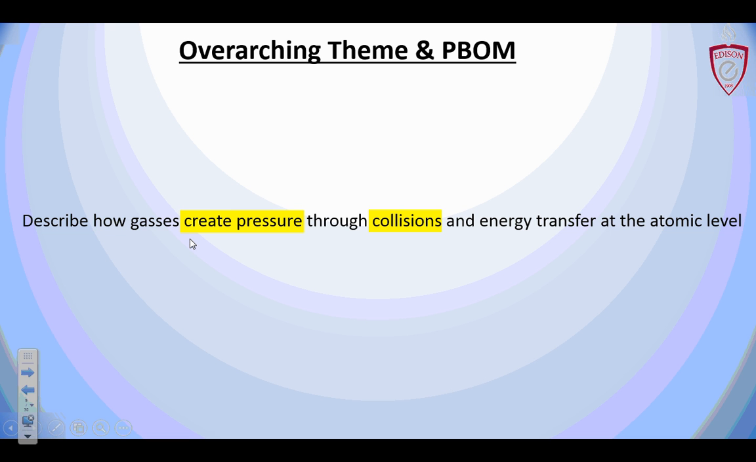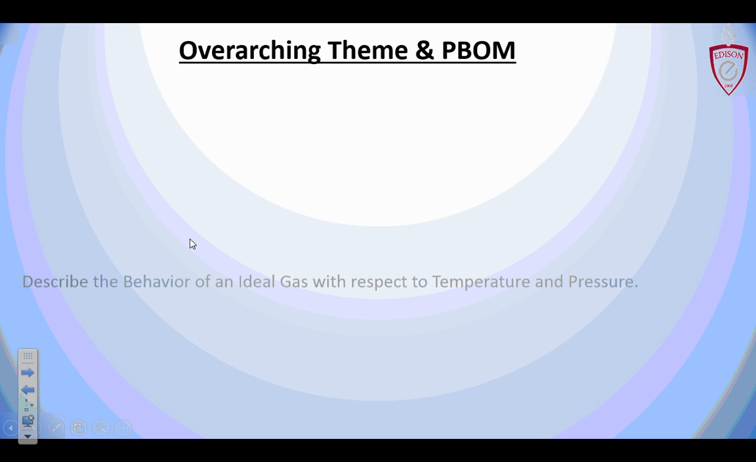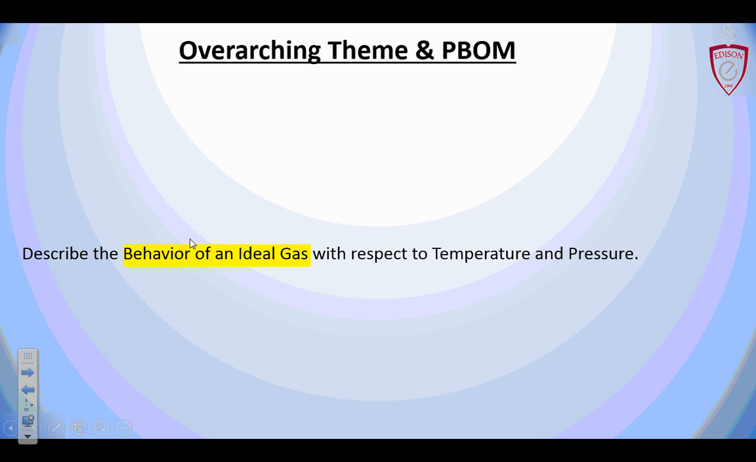Molecules of gases hitting the wall of a container creates the pressure. Exactly, that's how it's created. We'll get into that in detail later, and we can manipulate it a little bit even. Describing the behavior of an ideal gas with respect to temperature and pressure.